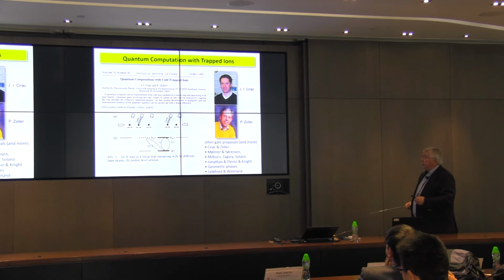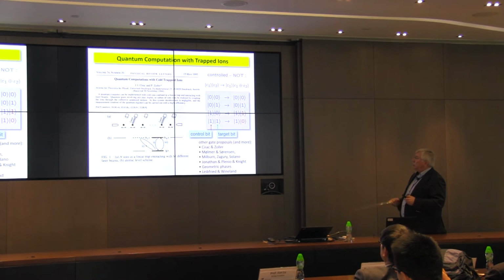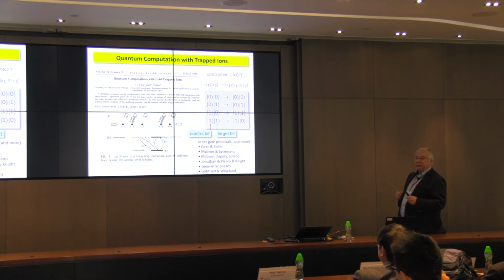The ion trap concept was formulated for quantum computation by these two people, Ignacio Cirac and Peter Zoller, who had this seminal publication in 1995, where they proposed essentially how to make the CNOT gate operation of this kind. Because that's the very hard part. The rest was pretty much known.